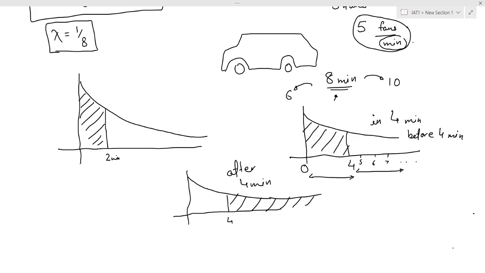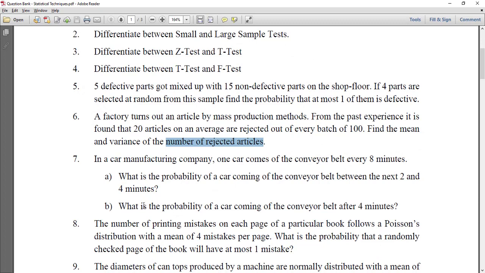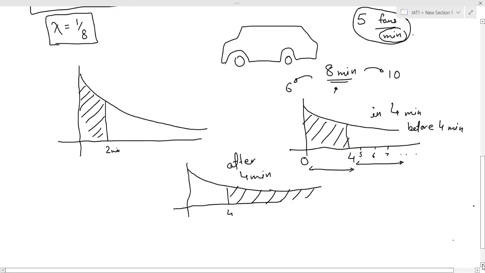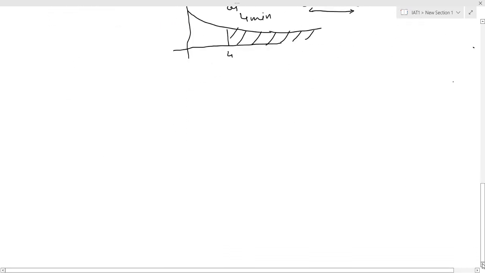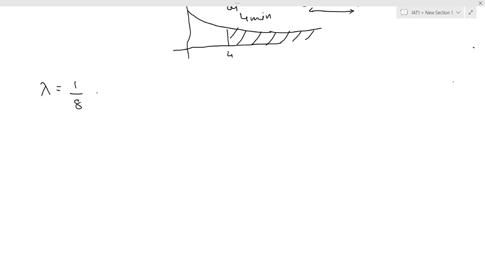Right? So in our case, what is the question that they have asked us? First I will solve question number 2, B part, then I will go to question number A part. What is the probability of a car coming out of the conveyor belt after 4 minutes? So they are asking us to find out the probability of the car getting manufactured after 4 minutes. So our lambda is what? Our lambda is 1 by 8, right?